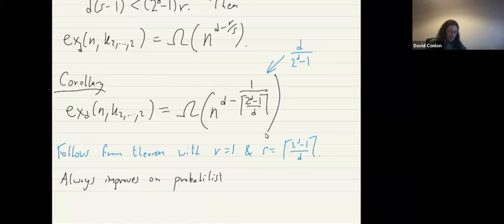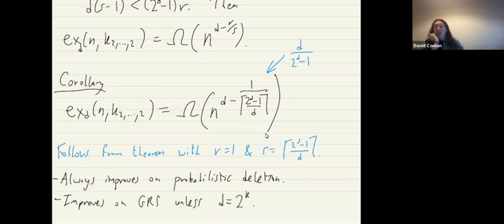And actually, it also improves on Gunderson, Rödl, and Sidorenko, unless d is itself a power of two. So actually, the Gunderson, Rödl, Sidorenko already gives the sharp bound for C4. Whatever it gives, we can't improve for d is 4, d is 8, d is 16. But in every other case, we improve this. Okay. So it's this tiny improvement. It does, however, improve over, like Jacob was suggesting, this box-free process. It gives an extra polynomial.